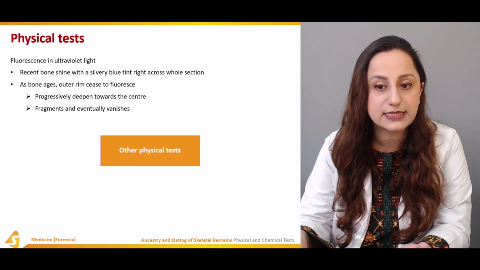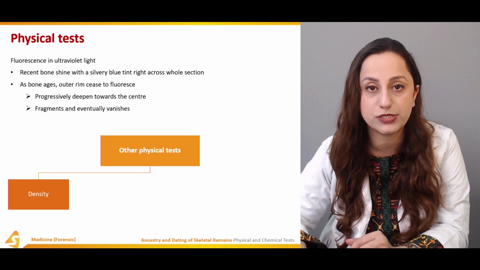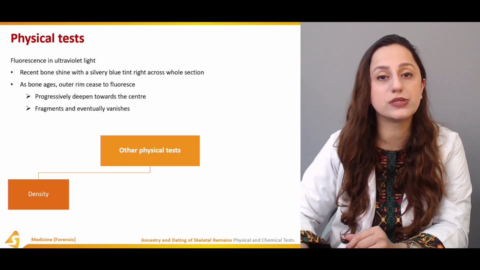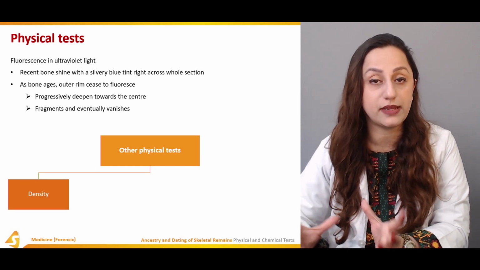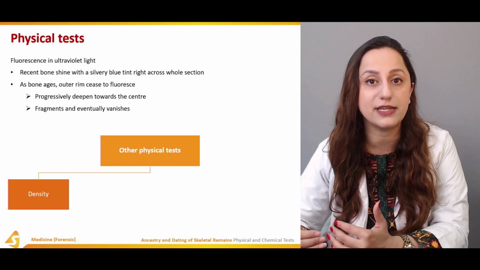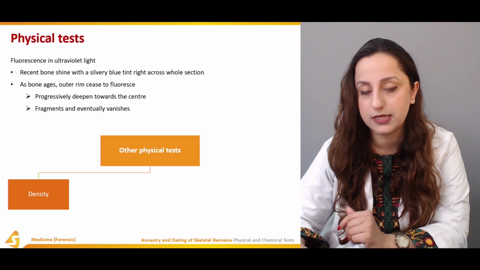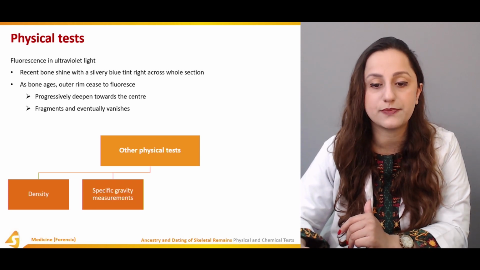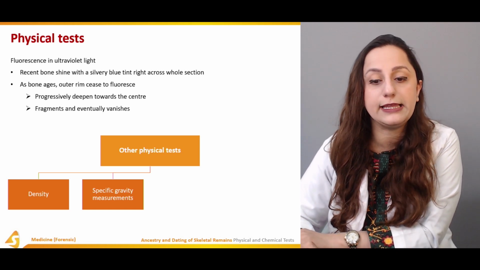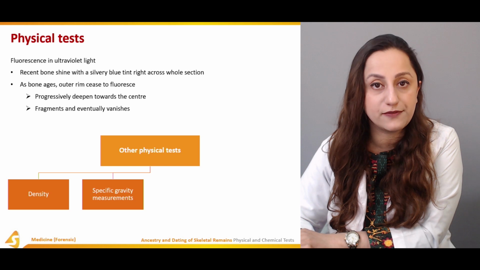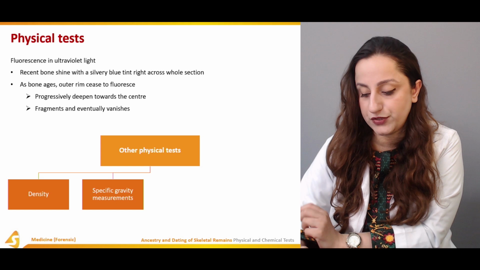The other physical test performed for these identifications is, of course, the density of the bones. Now, the density of the bones can be identified through the histological technique, and this is very important. This is the mainstay. We can get slides for it, and we can also identify it through radiological examinations. For example, X-rays can be used for this method. Then we have the specific gravity measurements, to identify again the density of the bones.